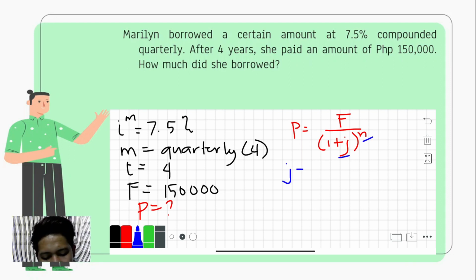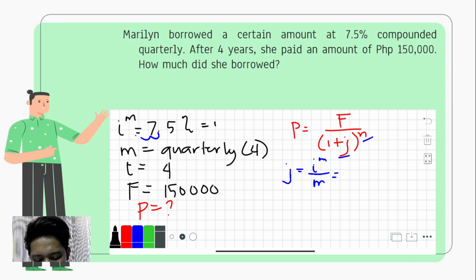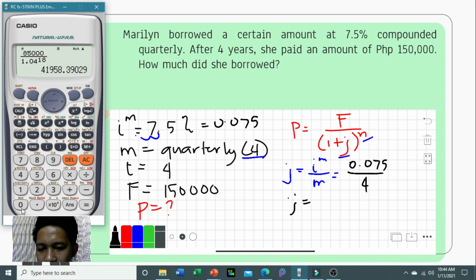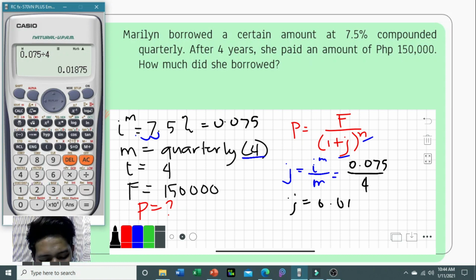So, J is equal to our nominal rate over the frequency of conversion. So, our nominal rate is what? Our nominal rate is 7.5%, to which kapag kinonvert natin siya into decimal, we have 0.075. So, we have 0.075 over frequency of conversion. We have 4. We have to divide it by 4. So, the value of J would be equivalent to 0.075 divided by 4. That would be 0.01875. So this would be the value of our J.